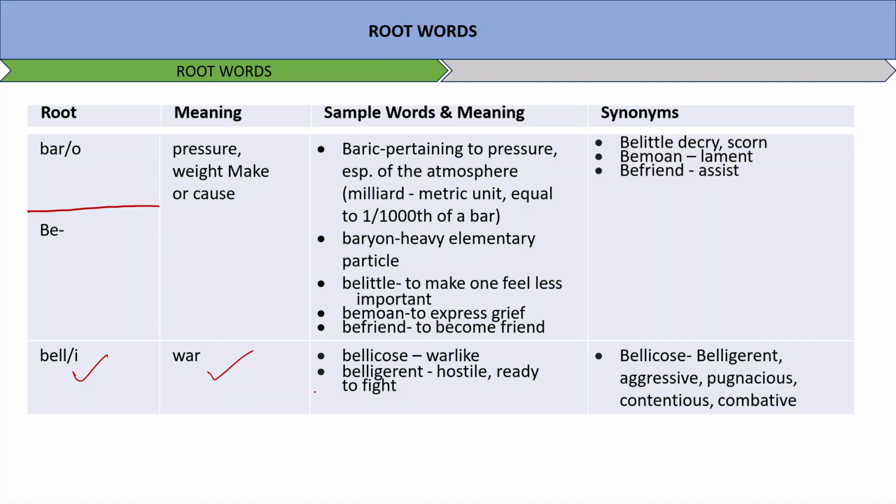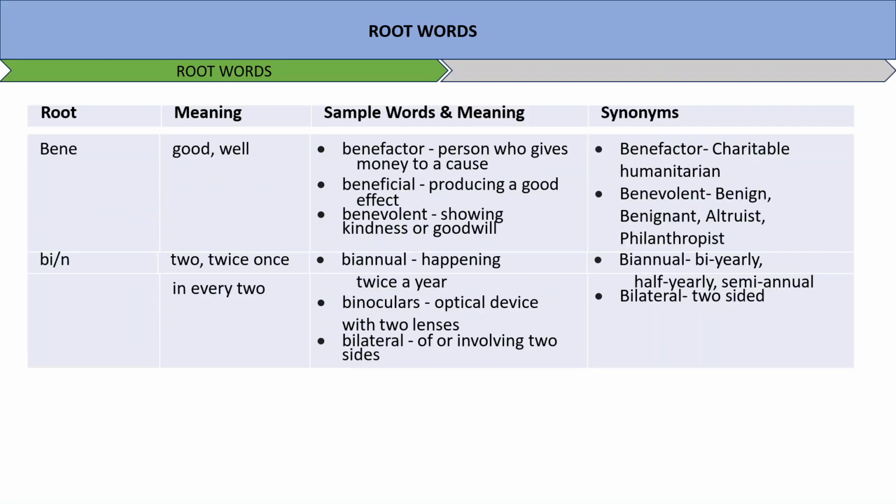Beni means good, well. Benefactor, a person who gives money to a cause, specifically for a good cause. Beneficial, producing a good effect. Benevolent, showing kindness or goodwill.